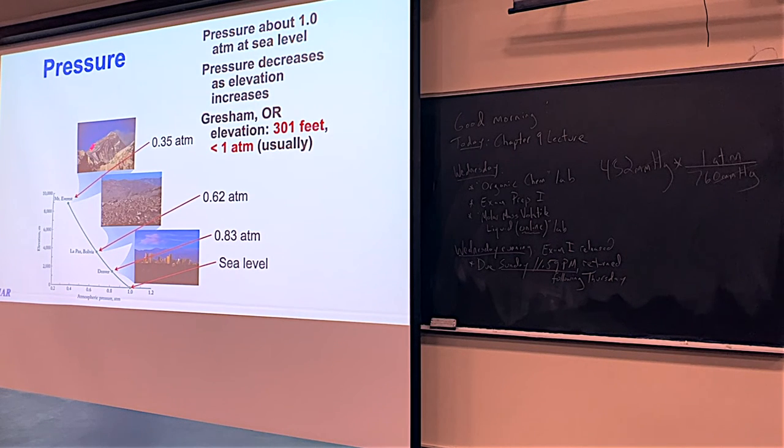If you watch movies of people climbing Everest, they usually use supplemental oxygen to get through. Crazy. This is relevant to us, though, because here at Gresham, the elevation at City Hall is supposedly 301 feet, according to something I looked up. So that's higher than sea level, right? We're 301 feet above sea level. And as you start to go up in elevation, your pressure starts to go down. So usually in Gresham, we're less than 1 atmosphere.